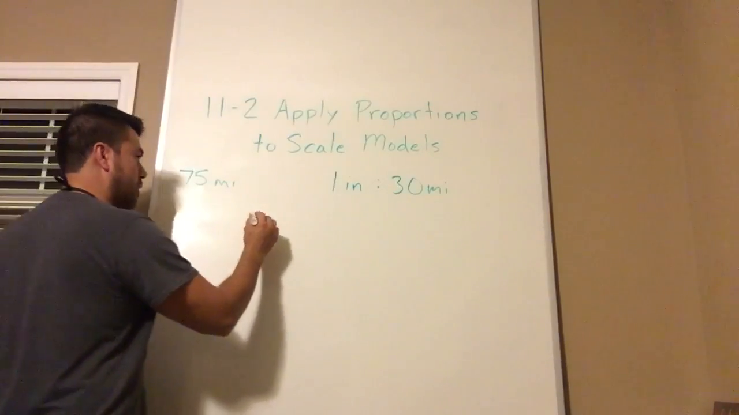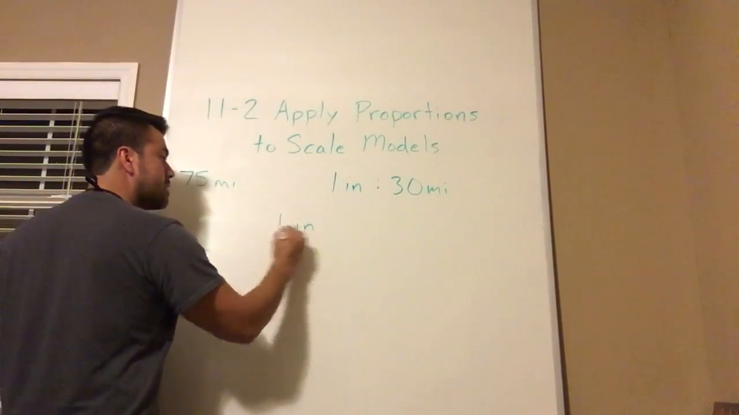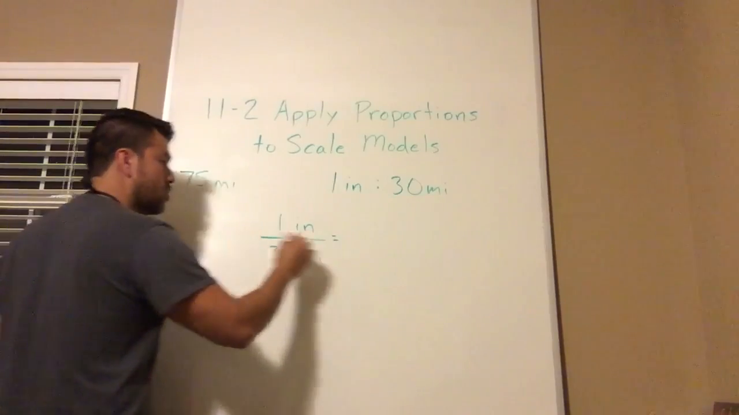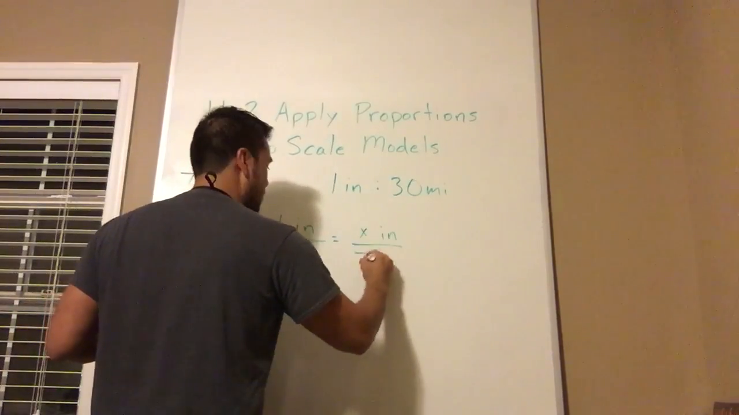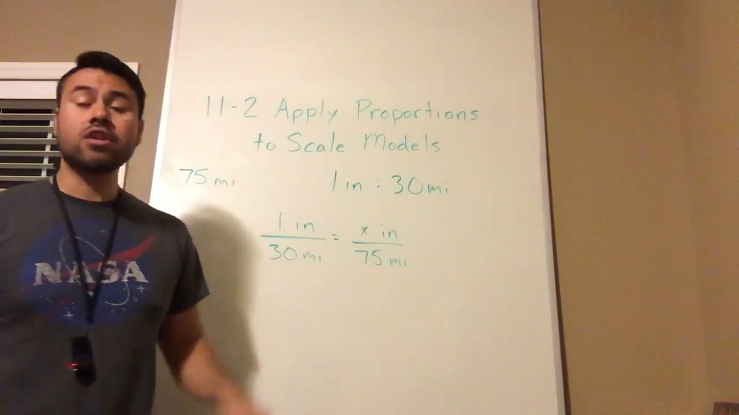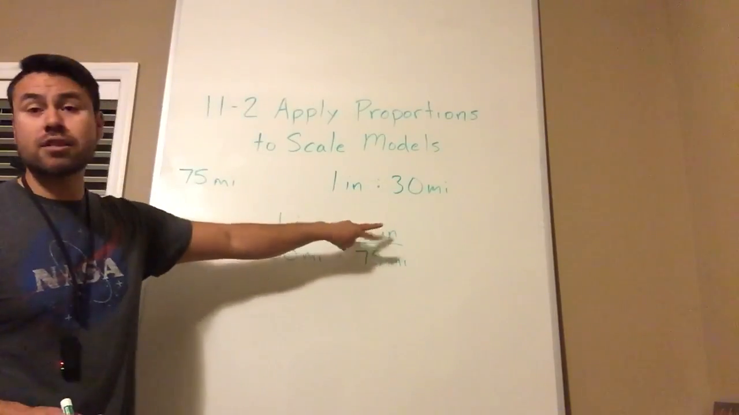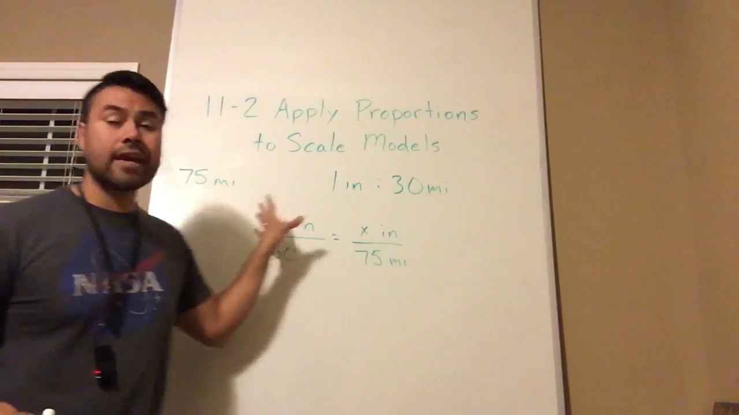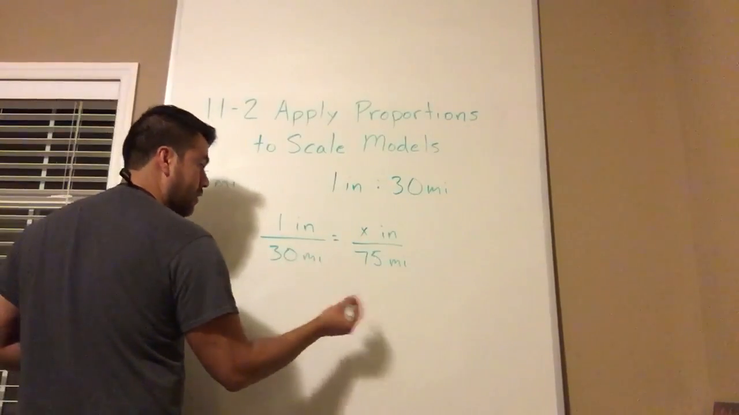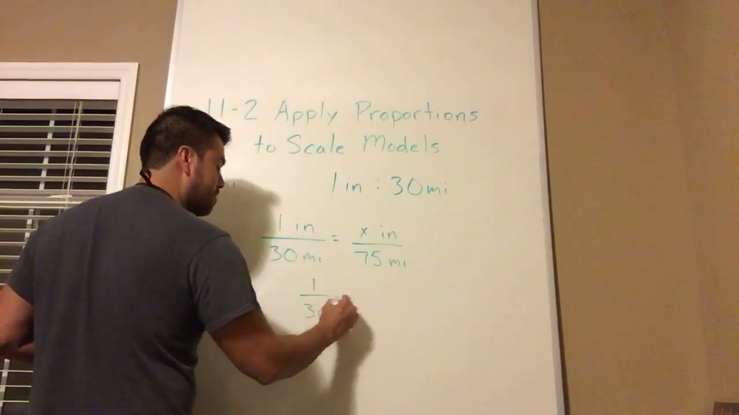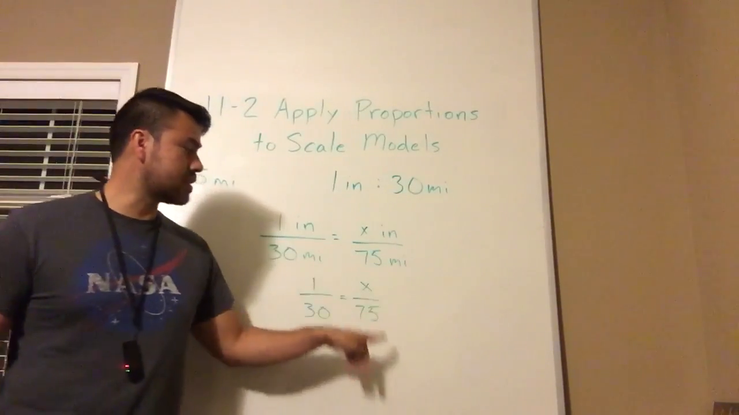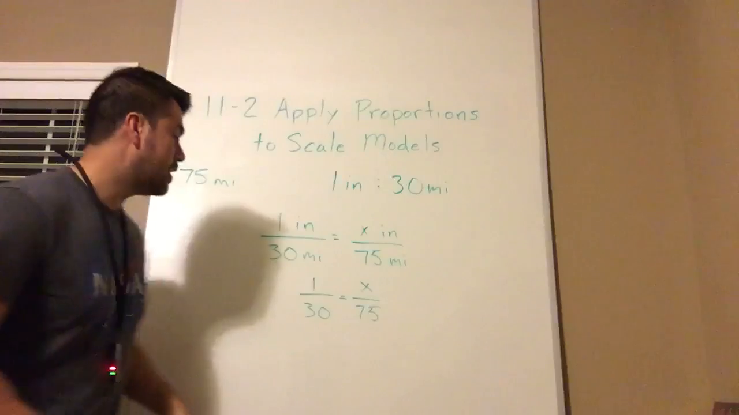So here's my map distance over my actual distance, and that's equivalent to I don't know how many inches over 75 miles. We have the map distances up top and the actual on the bottom. You want to keep them proportional. If you get the reciprocal of that second one, for example, you're going to get a wrong answer. It's going to come out with an error. So if I'm really dealing with just the numbers, 1 over 30 equals x over 75. That's my actual problem. I know my answer is going to have inches. Then I'm just going to solve this problem.